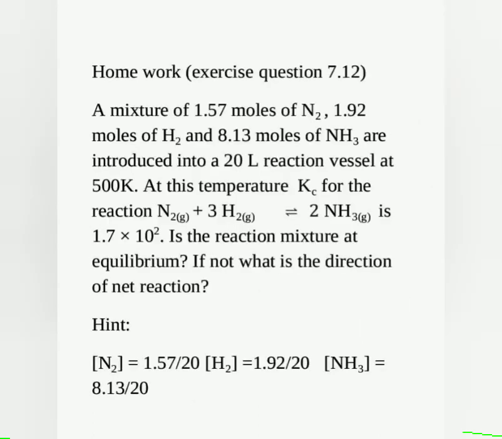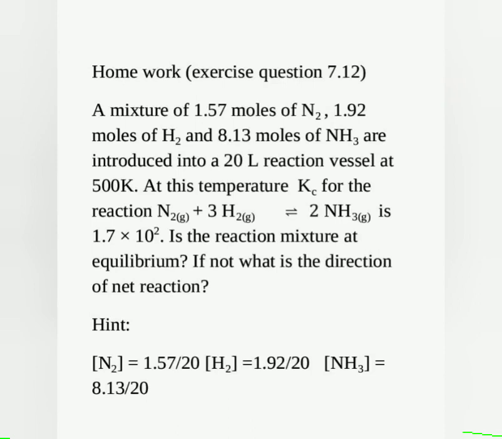So we have one homework exercise question, number 7.12. A mixture of 1.57 moles of dinitrogen, 1.92 moles of dihydrogen and 8.13 moles of ammonia are introduced into a 20-liter reaction vessel at 500 Kelvin. At this temperature, Kc for the reaction is equal to 1.7 into 10 raised to 2. Is the reaction mixture at equilibrium? If not, what is the direction of the net reaction?